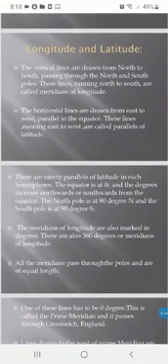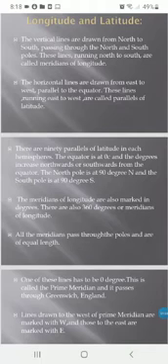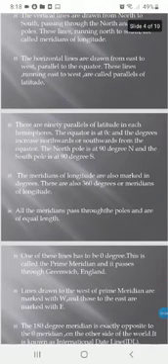There are 90 parallels of latitude in each hemisphere. The equator is at 0 degrees and the degrees increase northwards or southwards from the equator. The North Pole is at 90 degrees north and the South Pole is at 90 degrees south. The meridians of longitude are also marked in degrees. There are also 360 meridians of longitude.